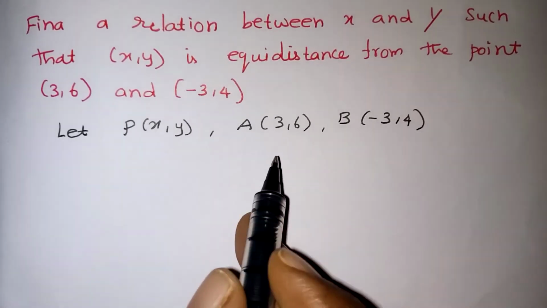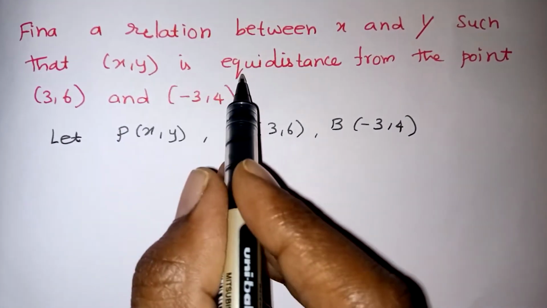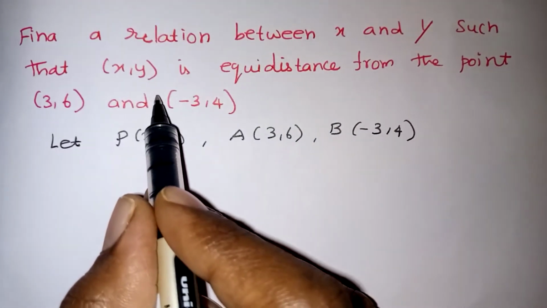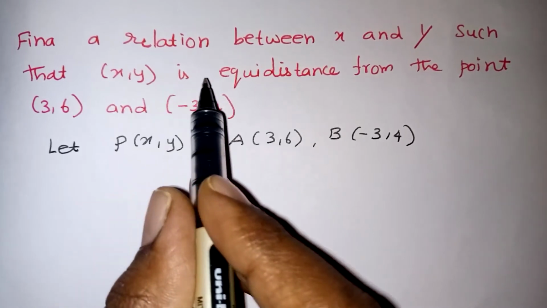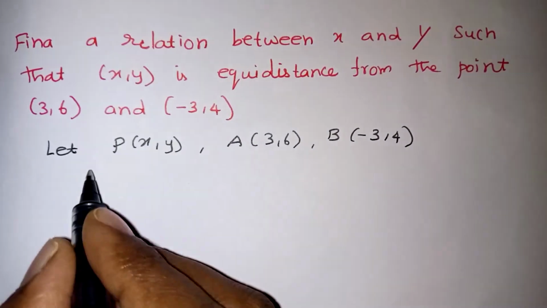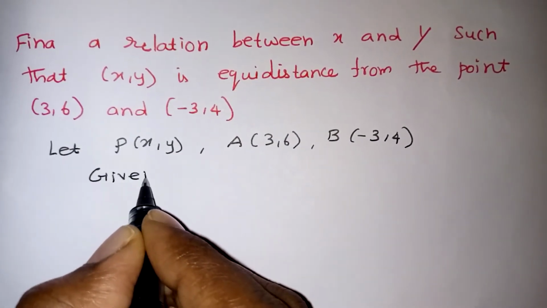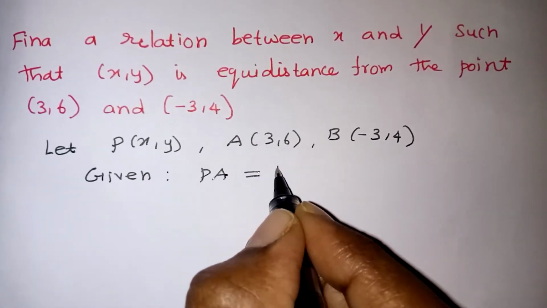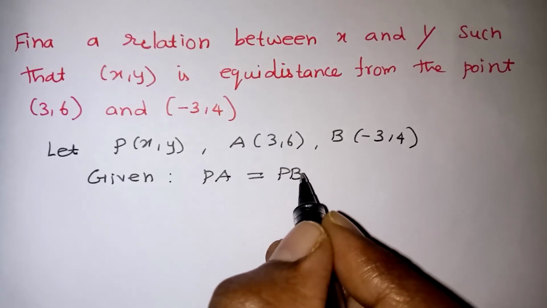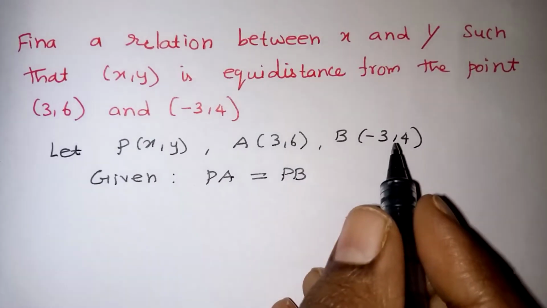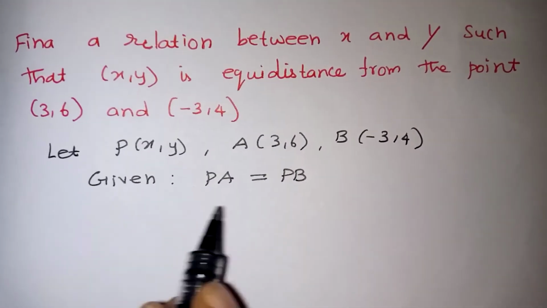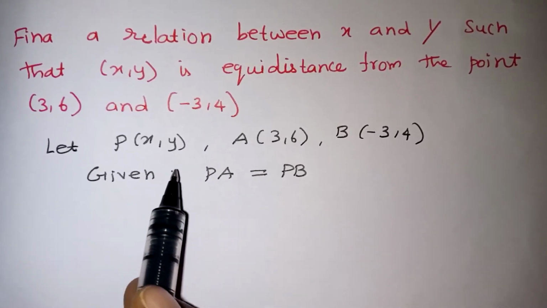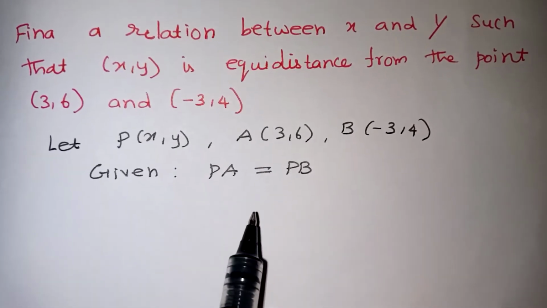Now look at the question. X comma y is equidistant, that is equal distance from these 2 points. That means P is a point at equal distance from A and B. That means the distances PA and PB are both the same. We need to find the relation between x and y. So we have to find an equation, because we cannot solve it in the question. X and y both are there.